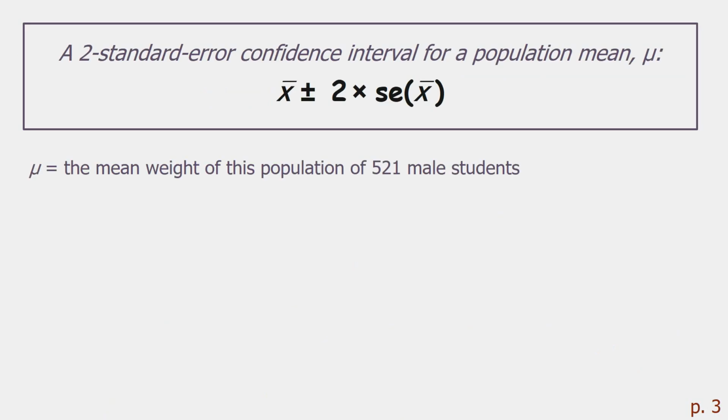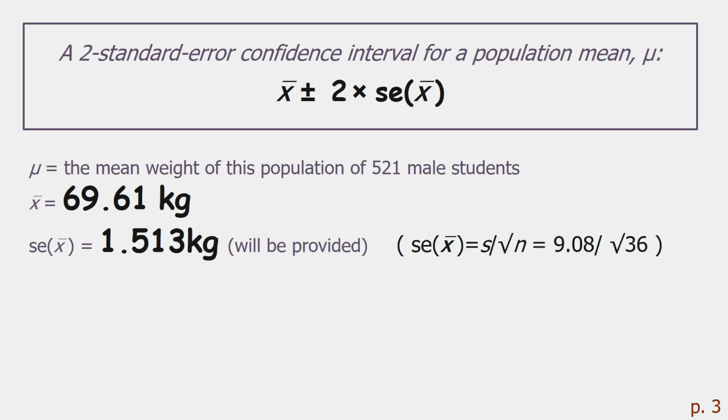So in this particular example, mu is the mean weight of a population of 521 males. Our estimate, x bar, our sample mean, is there. To build this confidence interval, we need the standard error. You will always be provided with this, but you can see over the side there how it would have been calculated.